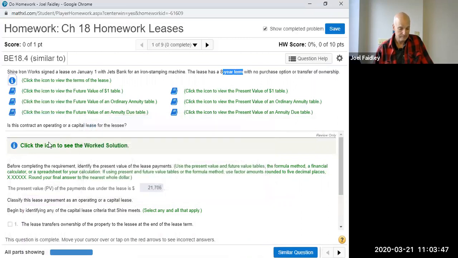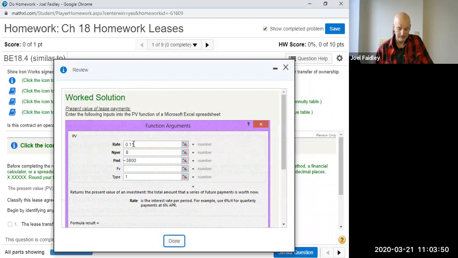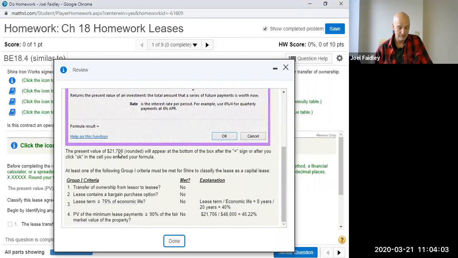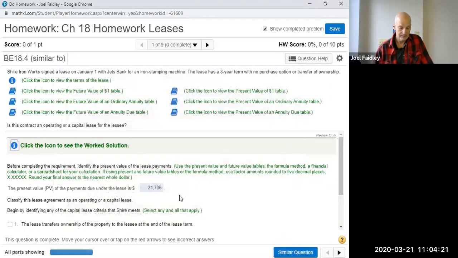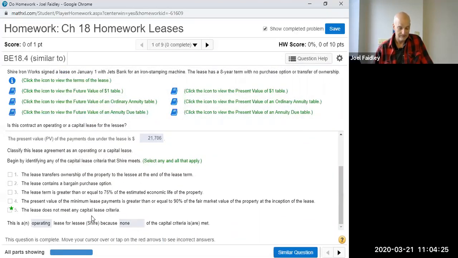So be careful. All right, so looking at present value, there's my 11%. That's less than the 13. So you use the lower of the two rates. 8 periods, because you're going to pay $3,800 for 8 years. So the present value of that is $21,706. Right there. There's the group one criteria, no, no, no, and 21,706 divided by $48,000 fair market value. So all of these are no. So this is an operating lease. And they show you there that this lease does not meet any of the capital criteria. Okay, one down, 8 to go.